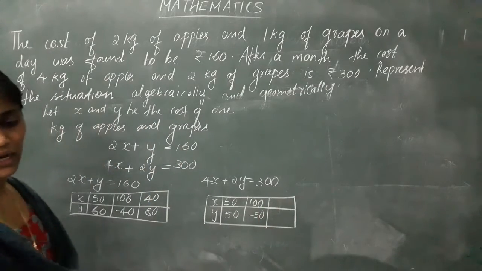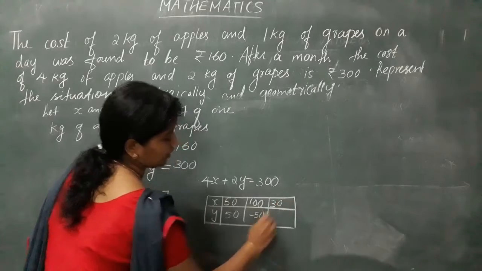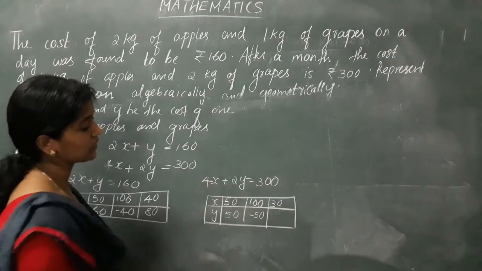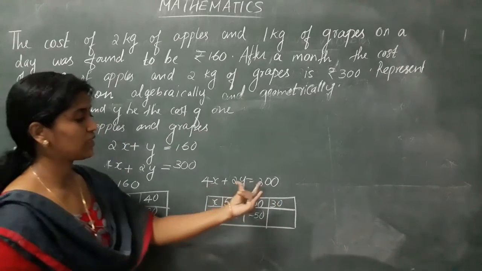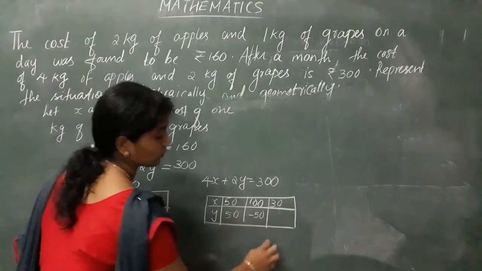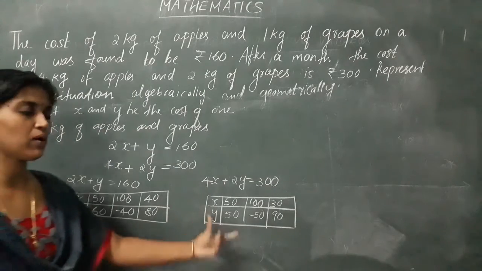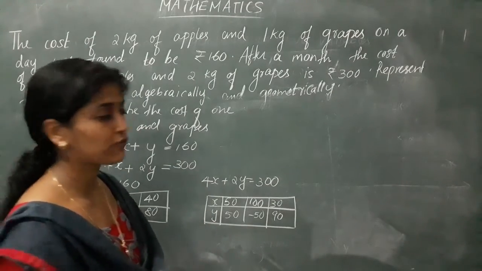Clear? Now you can give y value as some, x value as some 30. So 4 into 30 is 120. 300 minus 120, you will get as 180. 180 by 2, you will get as 90. So method is not needed, only the box is needed here to find the solutions.